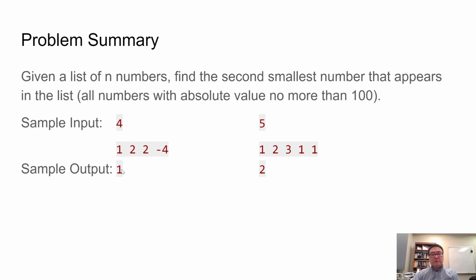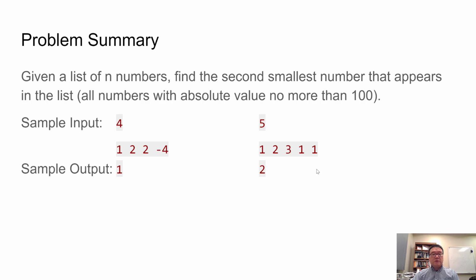For the first one, the answer is 1 because the smallest number that appears is -4, then the second smallest is 1. And in this example, the smallest number is 1, and 1 actually appears 3 times. But the wording of this problem is that we don't want the answer to be 1. It's not that if we sort all these numbers from small to large, what is the second? In that case, the answer is 1. Here, we literally want the second smallest number that appears. So 1 is the first smallest number, and 2 is the second. So the answer to this is 2.